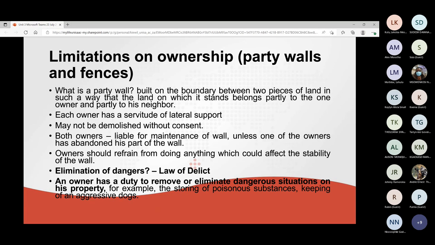For the elimination of danger, the law of delict regulates this. Remember that an owner has a duty to remove or eliminate dangerous situations on his property, for example, the storing of poisonous substances, the keeping of aggressive dogs, etc.